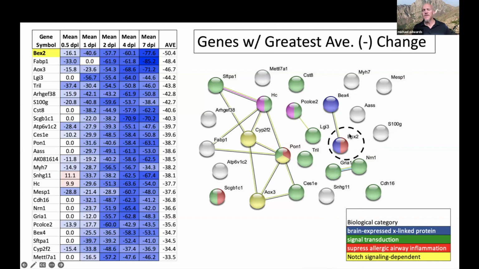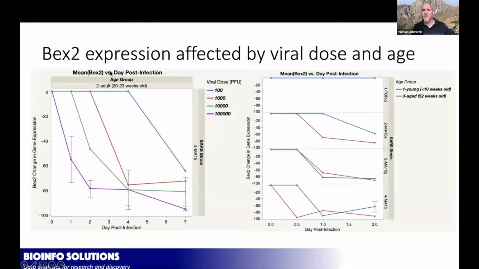Again, here's BEX2. What was interesting is when we look at the expression of BEX2, this is a graph of days post-infection, and these are different viral doses. As you can see, it's almost like a clock, this BEX2, how it works, right? The more initial virus you have, the quicker it goes down. And as you back off that, it doesn't go down as quick. So it's almost like a really good time signature for when that initial infection happens, right?